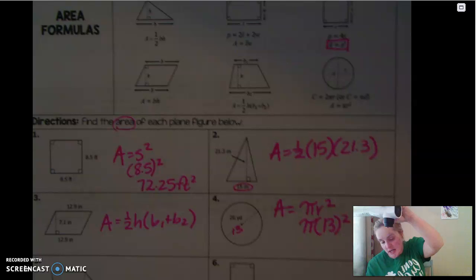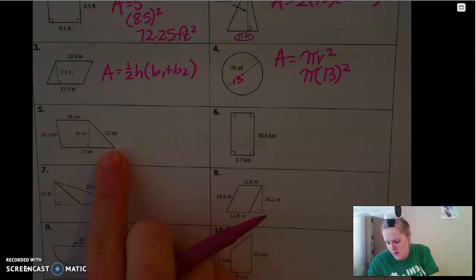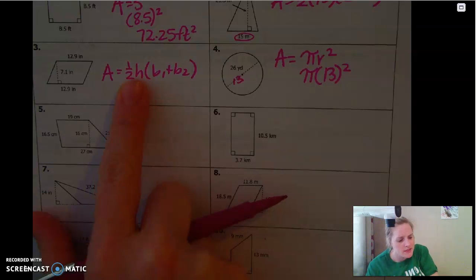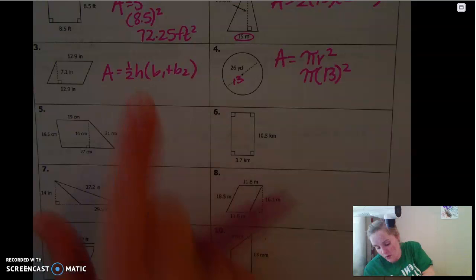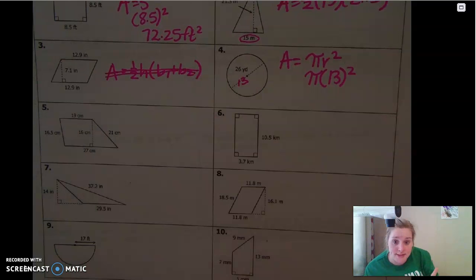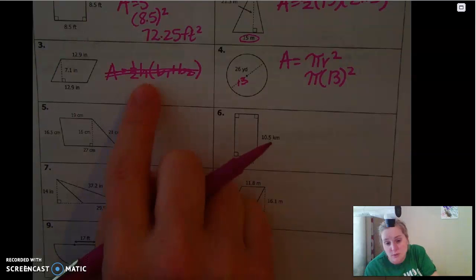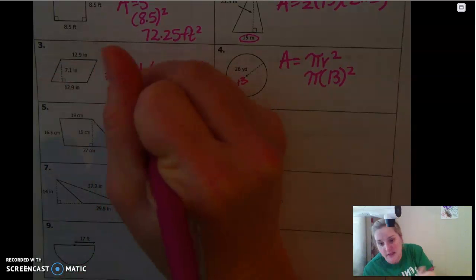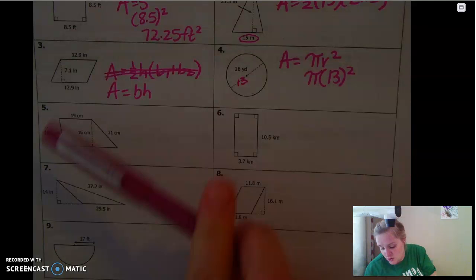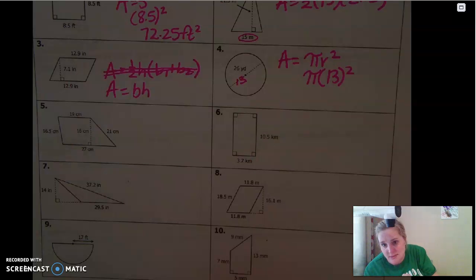All right, this next one down here, oh, y'all, I did this problem wrong. This is not a trapezoid. This is a parallelogram. This is the wrong formula for this one. See, this is going to be just like in class. I'm still going to make mistakes. Since this one is a parallelogram, you're just doing base times height. That's my bad. So you just do 12.9 times 1.7. So just base times height. Don't worry about this formula. That's for this next one.